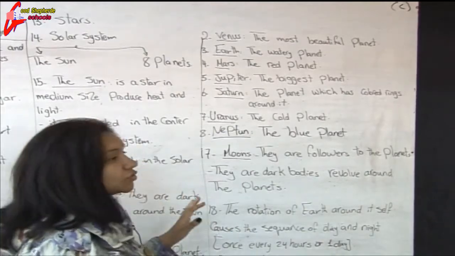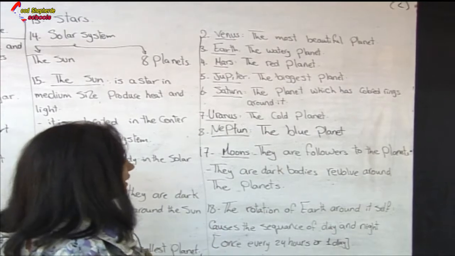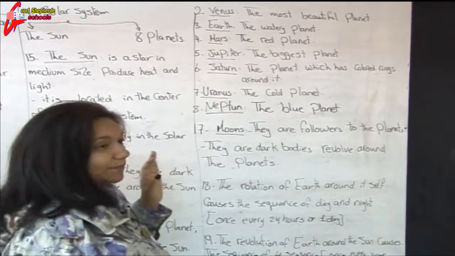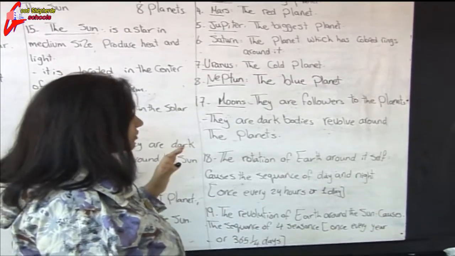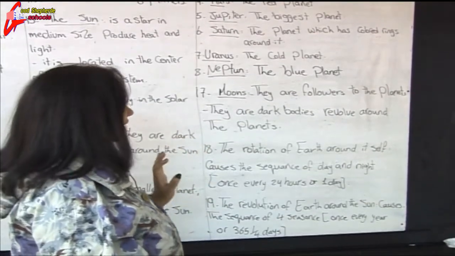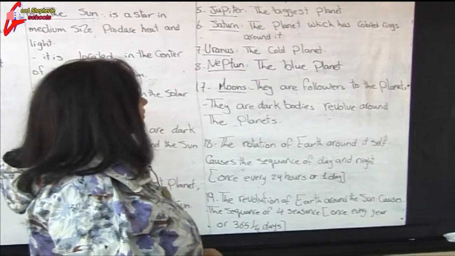Jupiter is the huge planet because it is the biggest planet. Saturn is the planet which has colored rings around it. Uranus is called the cold planet. Neptune is the blue planet.